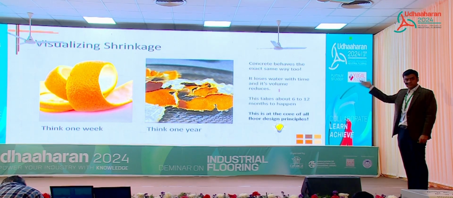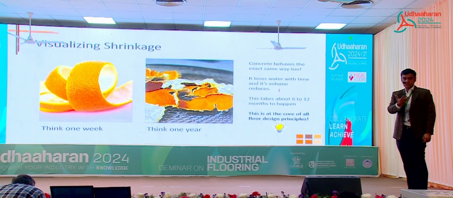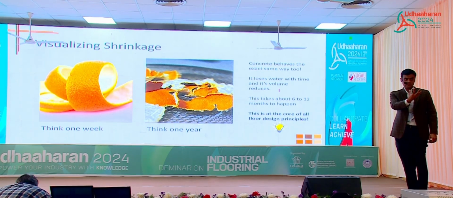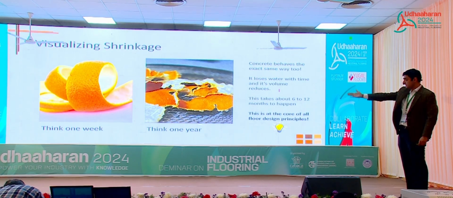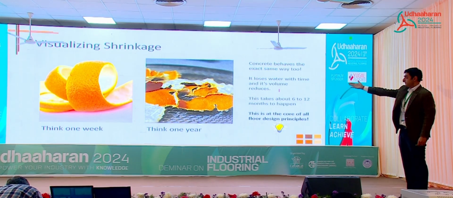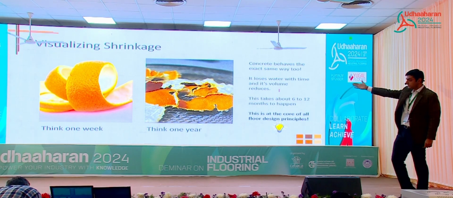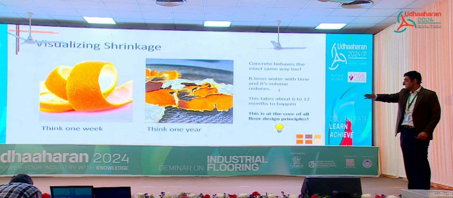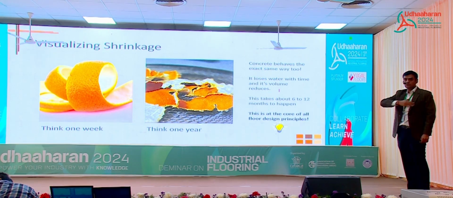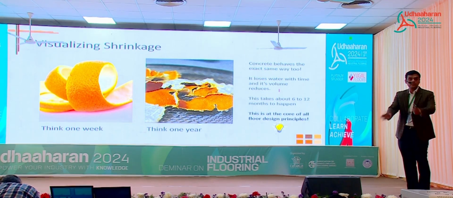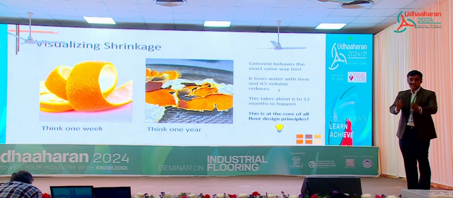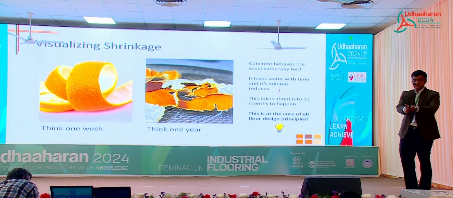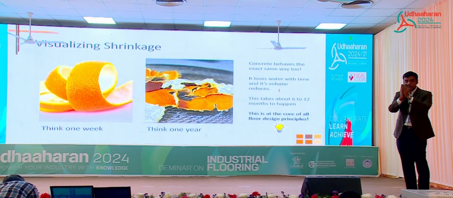And just to explain shrinkage in a very simple manner, think of an orange peel. If you leave an orange peel on the table, it shrinks, right? It loses water. This is what happens to concrete. The first image is concrete that is about 1 week old. This is concrete that is about 1 year old. It has lost water. It's going to shrink. Your joints are going to open up. And your construction joints are already the weakest part of your building, and they are going to open up even more.